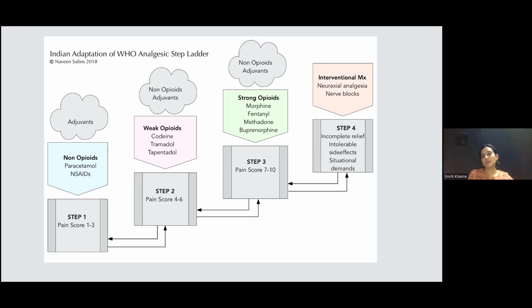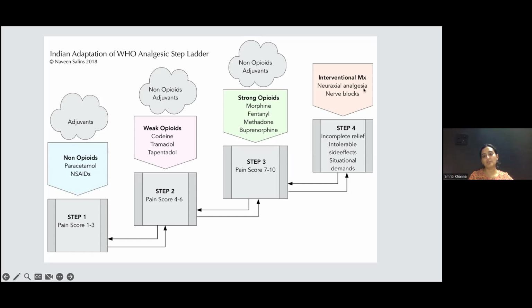It's easily available, or at least easier availability as compared to the other strong opioids. Although fentanyl and buprenorphine patches are also pretty commonly available nowadays, it's cheaper. It can be taken orally. Dose can be modulated much quicker, and so morphine is usually the drug of choice and the starting drug. And a lot of our opioid calculation is based on the oral morphine dosage.